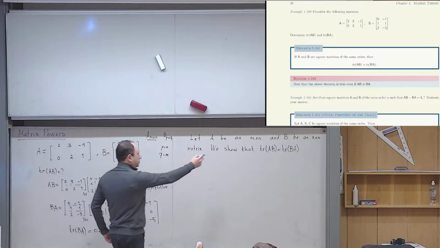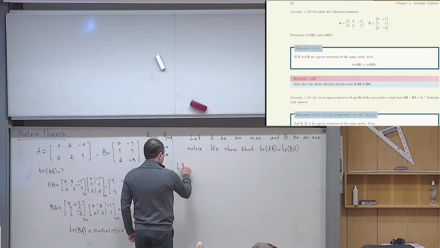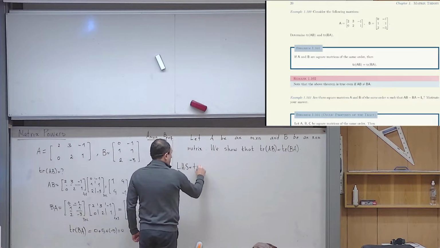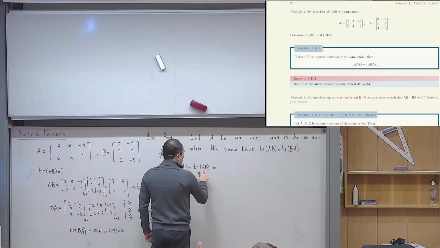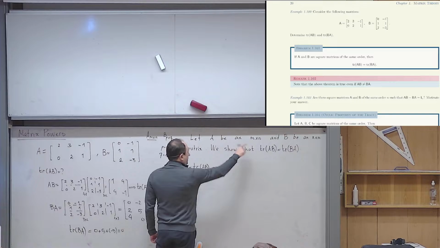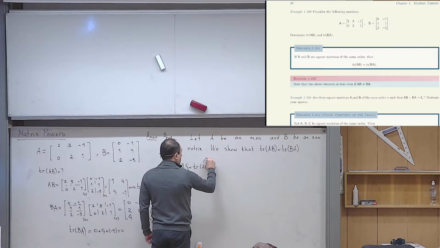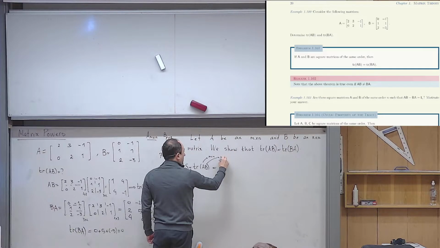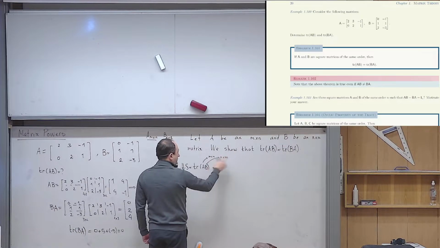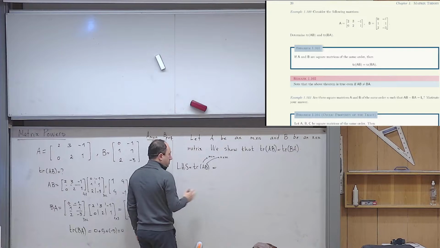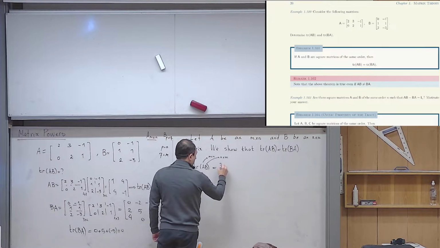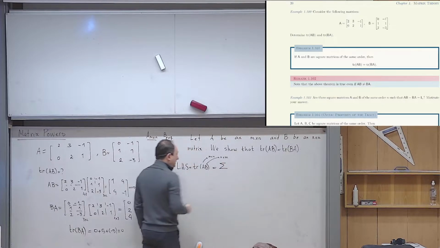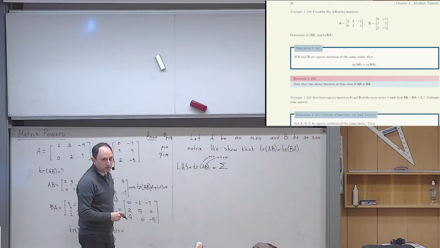I start from the left-hand side. That is trace of AB. But what was the definition of the trace? What is this product? A is M by N, yes, this A is M by N. This B is N by M. So the product will be an M by M matrix. So if I want to calculate its trace, I have to add up all the entries on the main diagonal of the matrix AB.